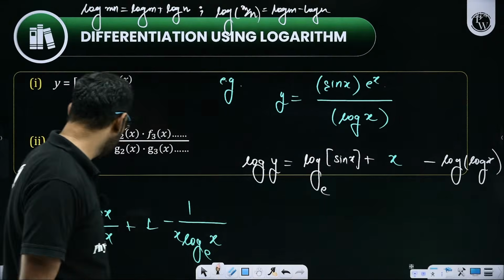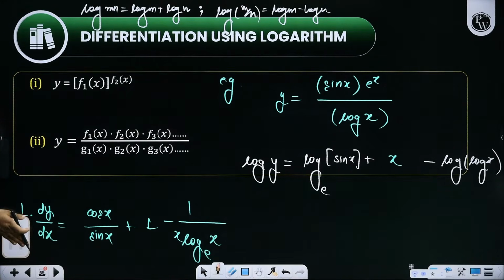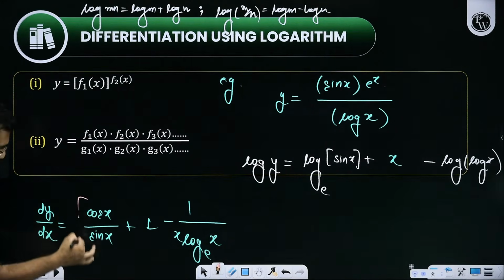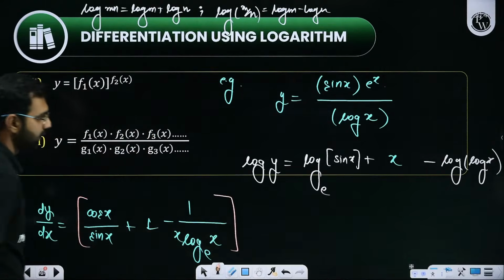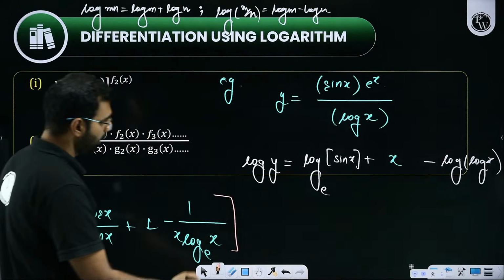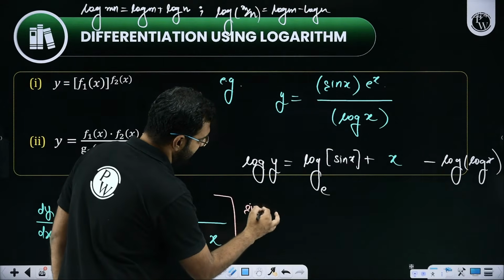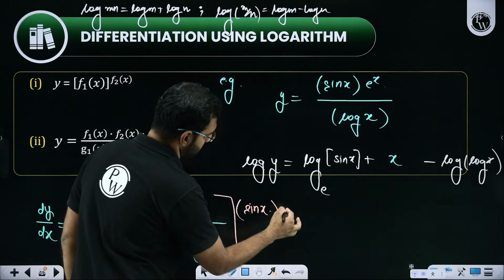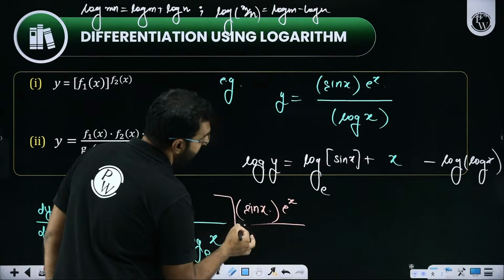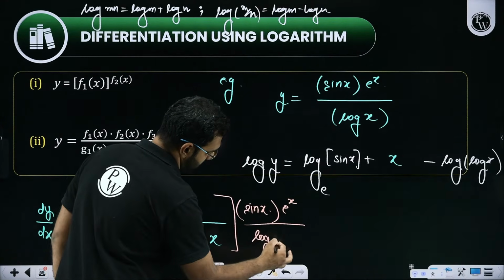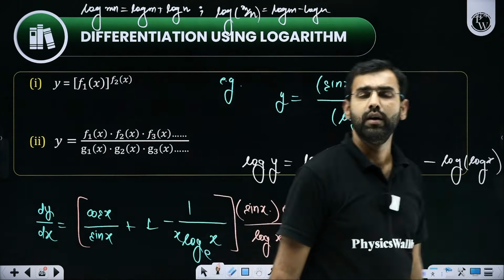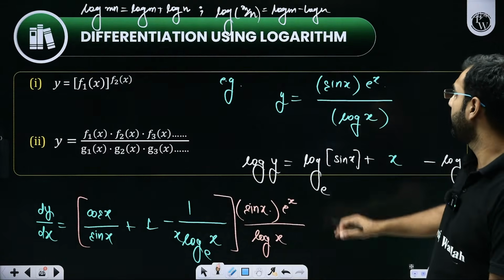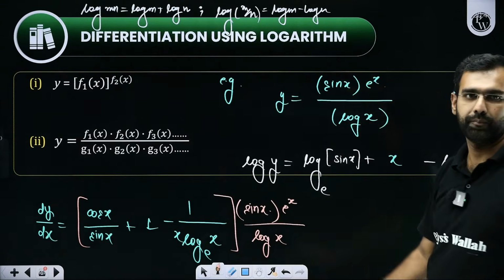But sir, one more thing you need to do. This y I'll remove from here and bring it here, so this y gets multiplied to this expression. And what was y originally? I'll replace y by sin x times e to the power x divided by ln x. That's my final answer. The same answer you could have produced by using the quotient rule and then the product rule.